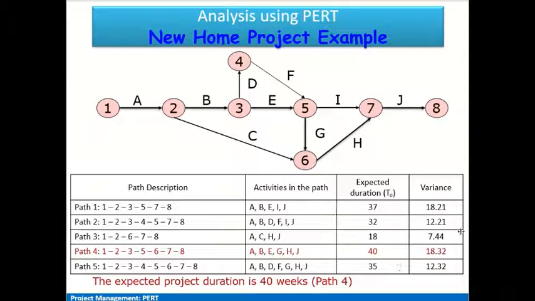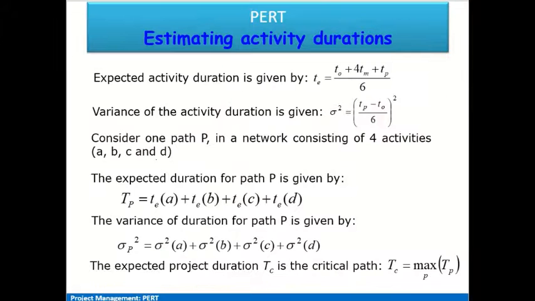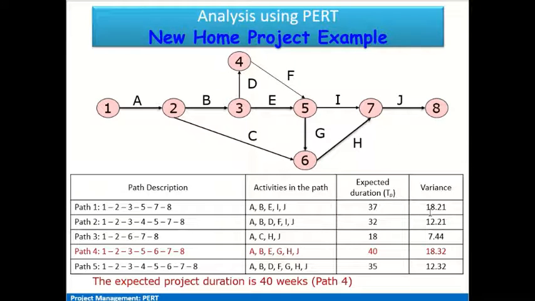Now we also calculate the corresponding variance. As I have already told, the variance is calculated using this formula, that is sigma square is equal to the pessimistic time minus the optimistic time, divided by 6, whole square. So we also go ahead and calculate the variance using this formula for this particular path.